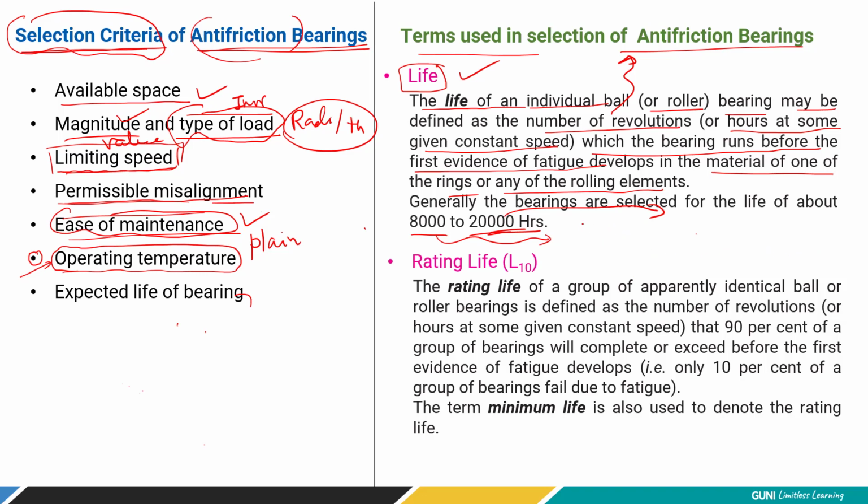So it must survive at least this, it must offer at least 8,000, or up to 20,000 hours, or it must complete 10⁶ revolutions, which is equal to 10 lakhs, right? So what it means is that the bearing has to rotate at least 10 lakh times before any sign of fracture and crack, either in a rolling element or in a ring, outer ring or inner ring. Okay, this is defined as life, because replacing the bearing frequently is not advisable.